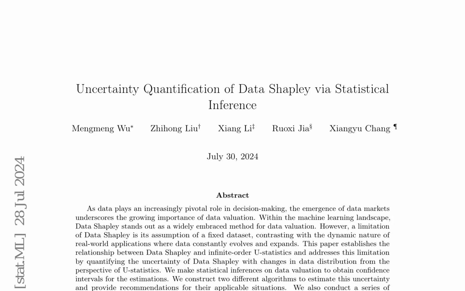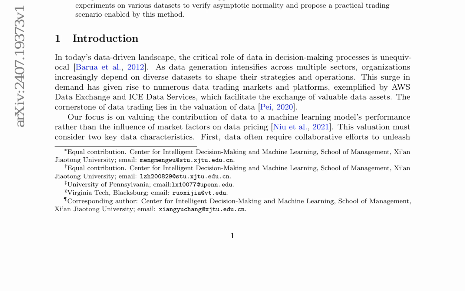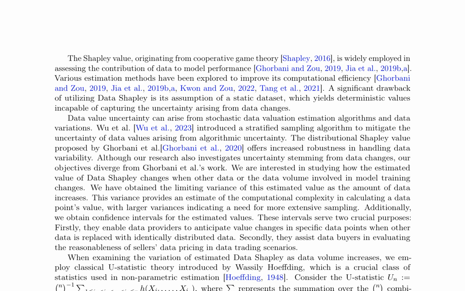The research paper introduces a novel framework for uncertainty quantification in Data Shapley, a method used to value data points based on their contribution to model performance. It establishes a connection between Data Shapley and infinite-order statistics, enabling the analysis of uncertainty introduced by data variations. The authors propose two algorithms for uncertainty estimation and conduct experiments to verify asymptotic normality.